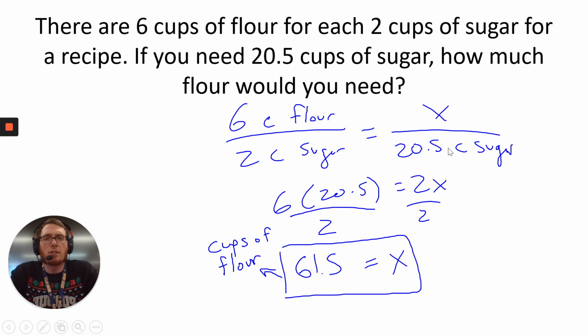The most common mistake on this question is people put the 20.5 on top, and it needs to be on the bottom, or at least match up with the cups of sugar as you're looking at this scenario.